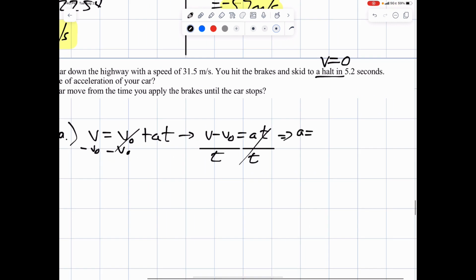So A equals V, which is 0, minus 31.5, over T, which is 5.2. So 31.5 over 5.2 is roughly about negative 6.1. Yeah, about negative 6.1 meters per second squared.